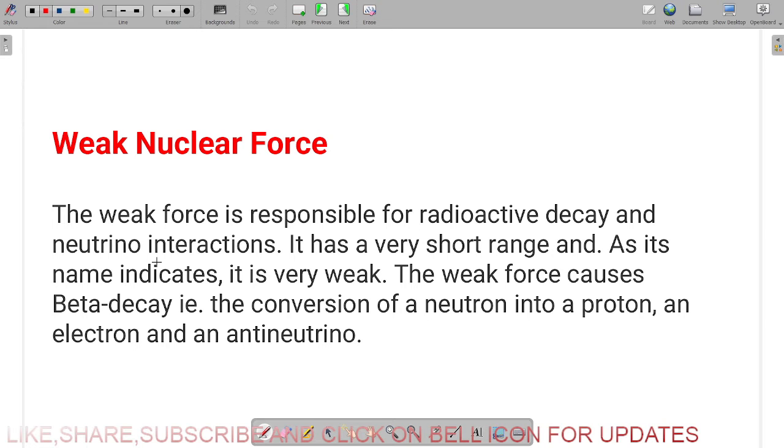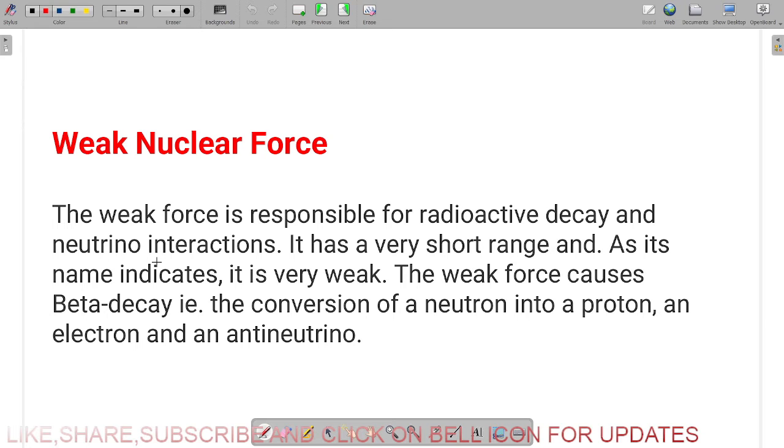It has a very short range. That means the force is not very strong beyond some distance. It is active in a very small range of distance. As its name indicates, it's very weak. This is a very weak force, not a strong force.